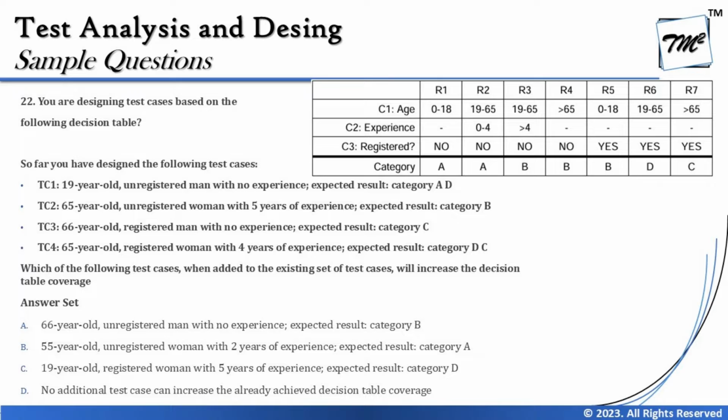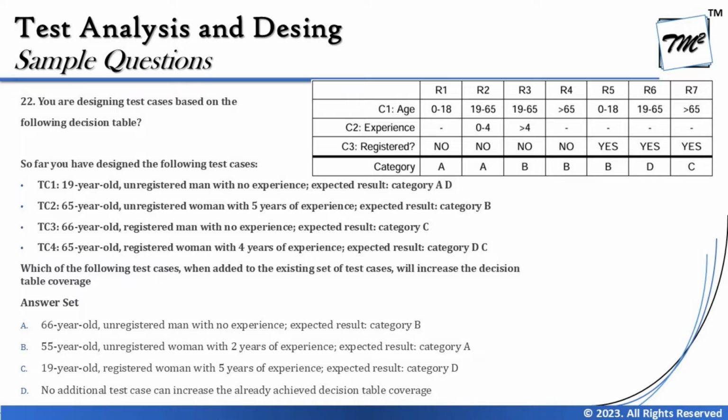are designing test cases based on the following decision table. If you look quickly at the decision table, it has three conditions, whereas different combinations have been formed from R1 to R7. It has conditions as age, experience, whether registered or not, and there are some categories defined for it. At this point, it says so far you have designed the following test cases. So if I look at the test cases and start solving this parallelly, it's a good habit to start understanding the table and get the context of it.